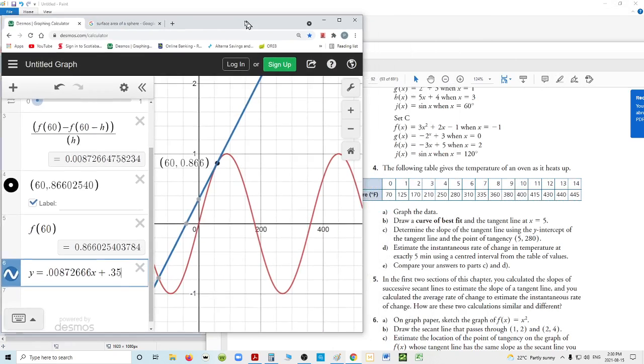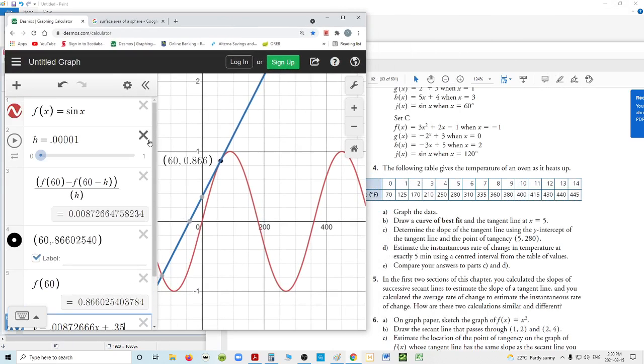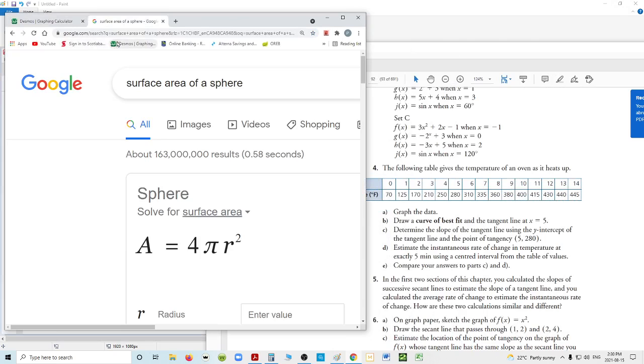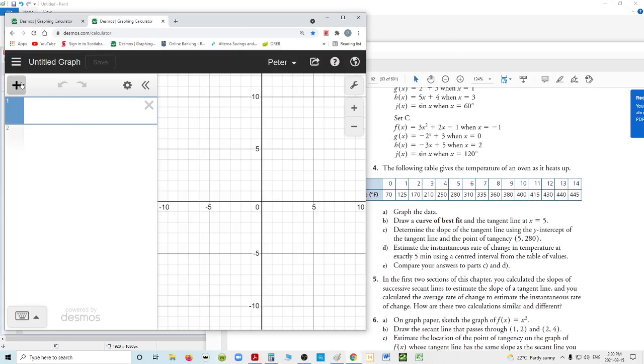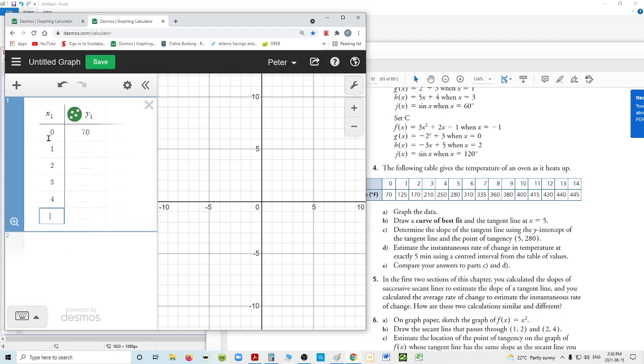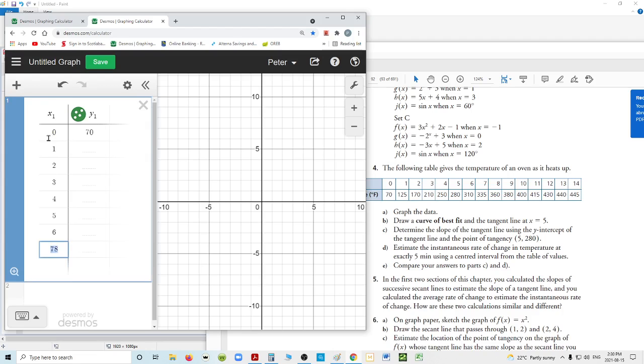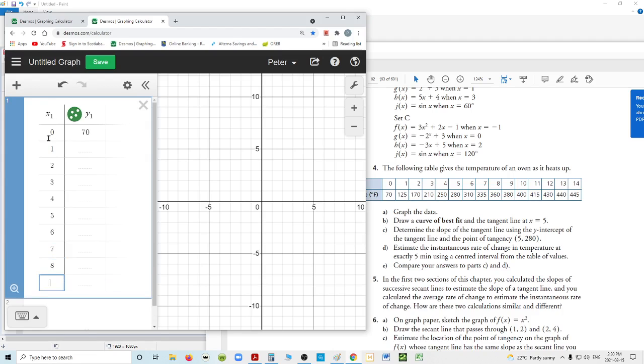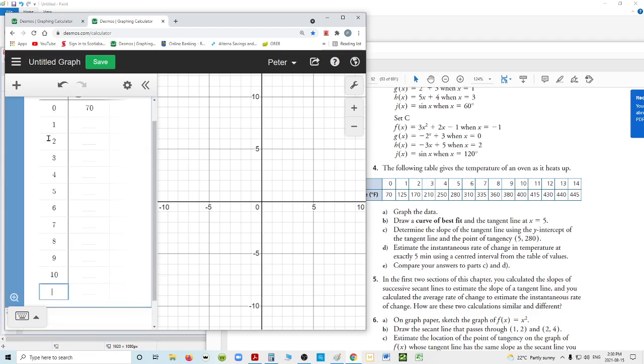But I'm going to see if this will do it for me. I'm going to create a table. And I'm just going to put in 0, 70. And for y's, I can see I got 1, 2, 3, 4, 5, 6, 7, 8, 9, 10, 11, 12, 13, 14.